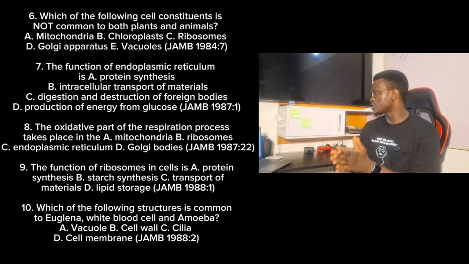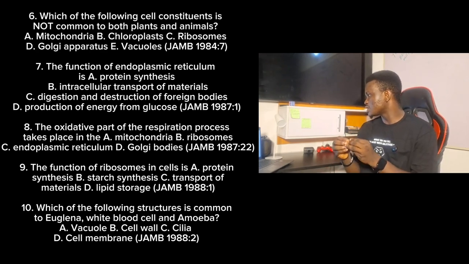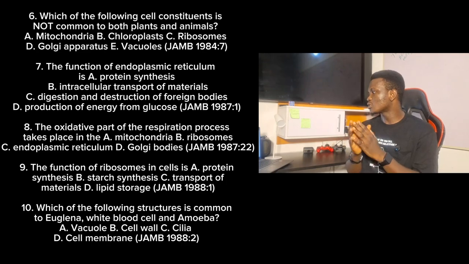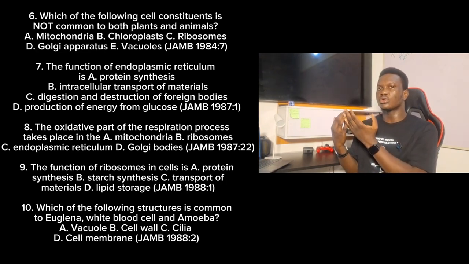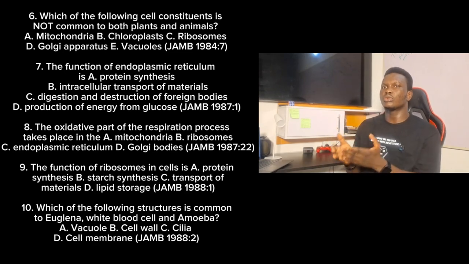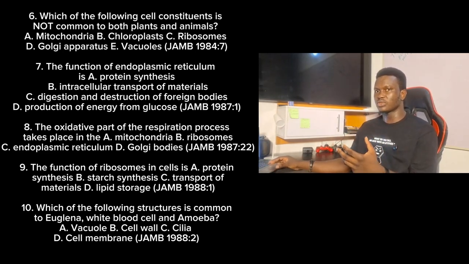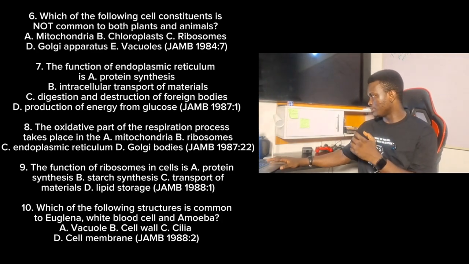So the function of endoplasmic reticulum is intracellular transport of material. See, digestion and destruction of foreign bodies, that is done by lysosome. Production of energy from glucose, that is done by mitochondria. So the answer is option B, intracellular. When protein is produced in the nucleus, then the protein is transported out of the nucleus within the cell. That is the job of endoplasmic reticulum. So when you know how these things happen, the mechanisms, then you always remember how it all happened. So we'll talk about that with time.